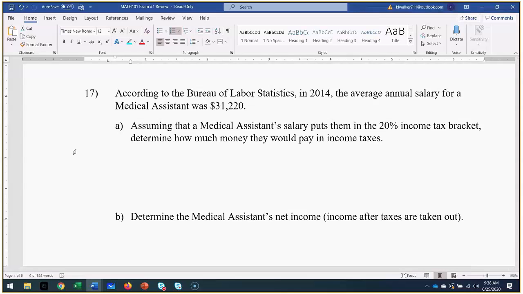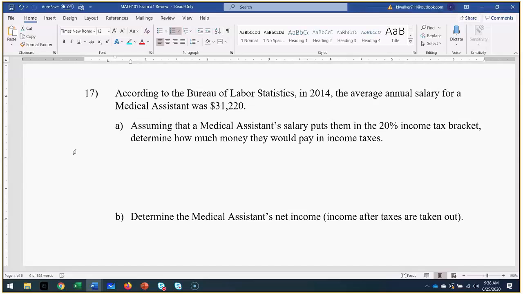According to the Bureau of Labor Statistics in 2014, the average annual salary for a medical assistant was $31,220. I think it's higher now. That was 6 years ago. So assuming that a medical assistant's salary puts them in the 20% income tax bracket, determine how much money they would pay in income tax.